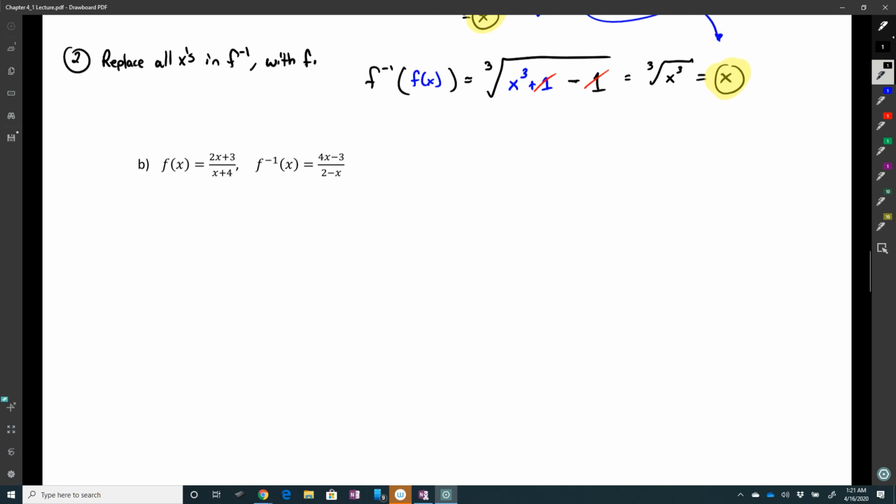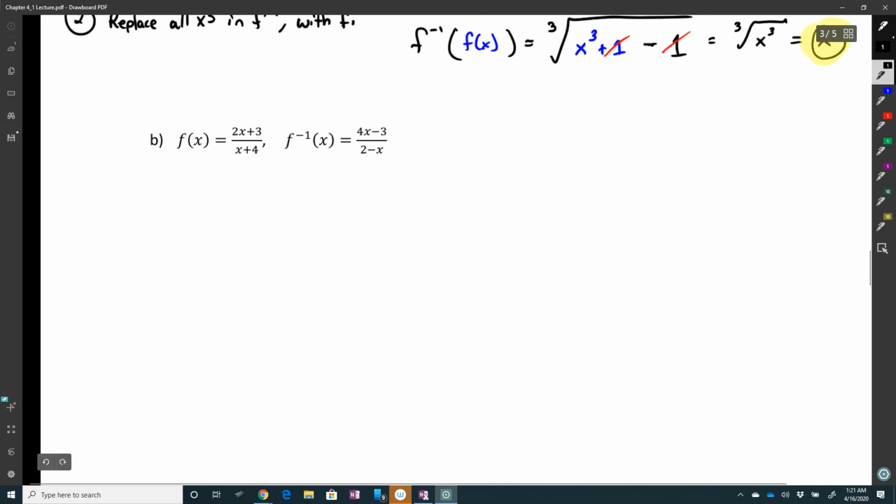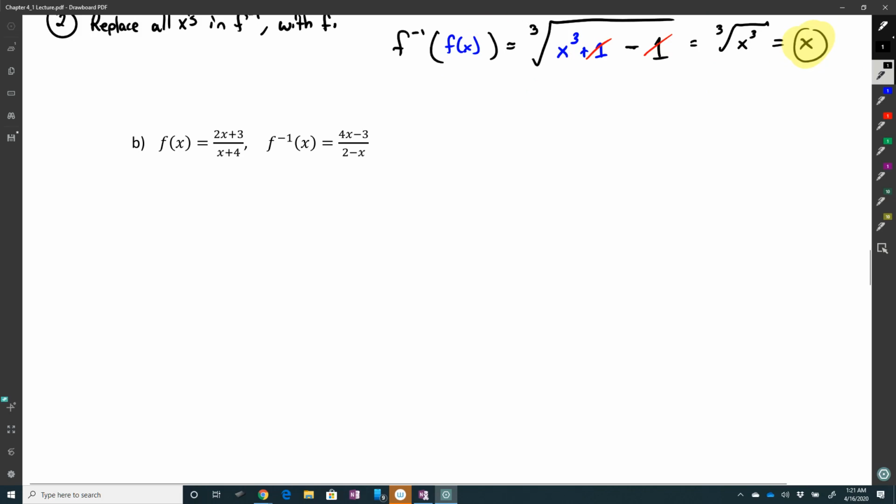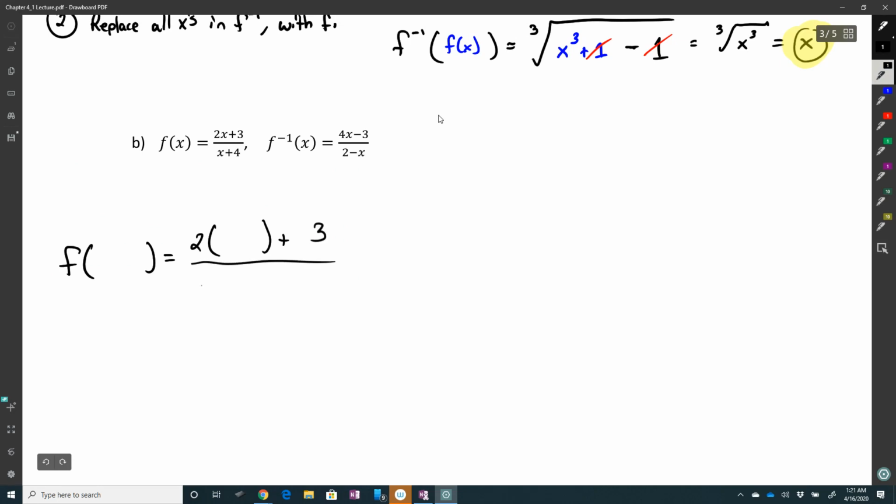I have f of x equals blah, f inverse of x equals blah. Now this one I picked just because it's fun, because I'm evil. All right, so for this problem, to prove that they're inverses, I'm going to start with f of x, and I'm going to replace all the x's with the other equation. So I replace the x's with 4x minus 3 over 2 minus x.